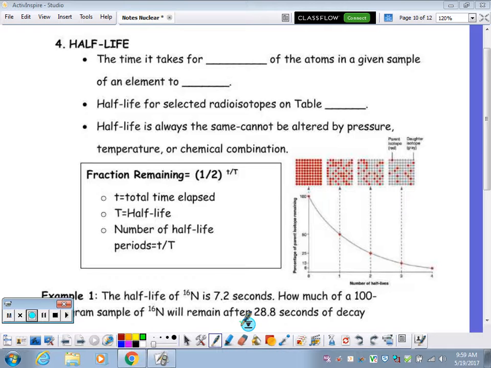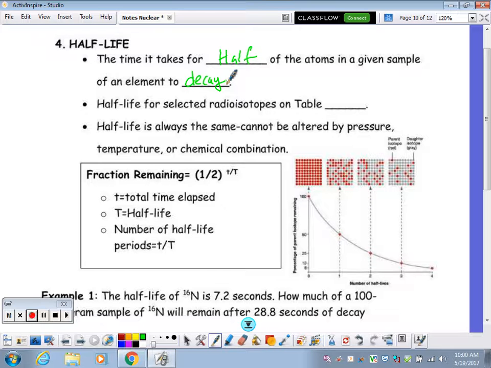Nuclear notes, page 9. What we're going to look at is the half-life of radioactive isotopes. You need to dig back into your earth science days, because you did do half-life and half-life calculations. So let's do a quick reminder here. Half-life is the amount of time it takes for half of the atoms in a given sample to decay.